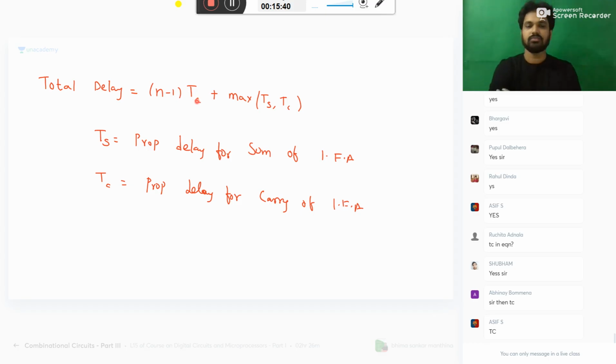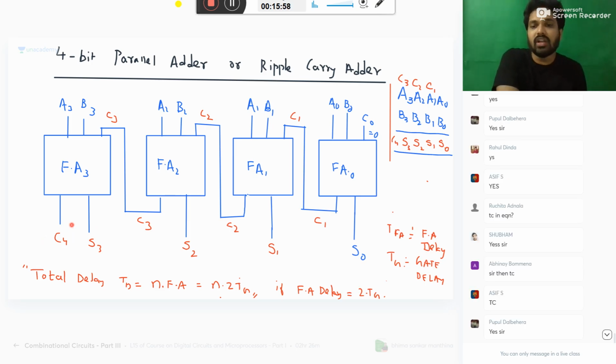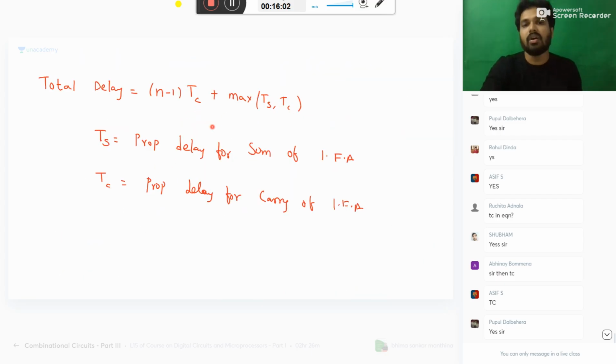Very good. N minus 1 times to carry, and listen here. 3 times I got carry. Last time I should wait for both of them to get the final result. So in that case, what I will do is I will take maximum of these two. Whichever takes more time, that is my delay. So maximum of TS and TC.